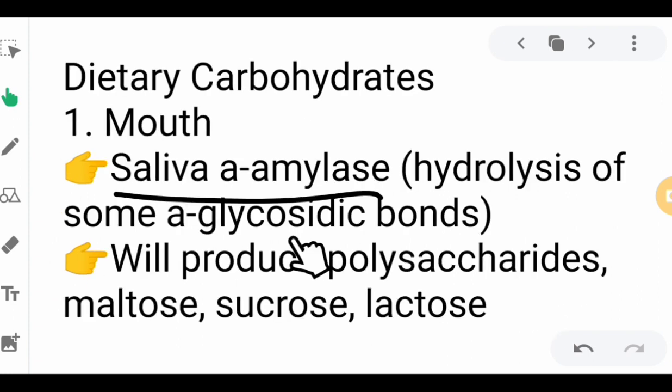Only a small amount of carbohydrate digestion occurs in the mouth because food is swallowed so quickly. Sometimes you aren't even chewing it properly. So there is only a small breakdown of carbohydrates there, or mechanical digestion as we call it. Therefore it will leave some undigested food or polysaccharides. Sometimes it can produce maltose, sucrose, and lactose, but most of the time the dominant carbohydrate here is polysaccharides, because they have not been thoroughly broken down.